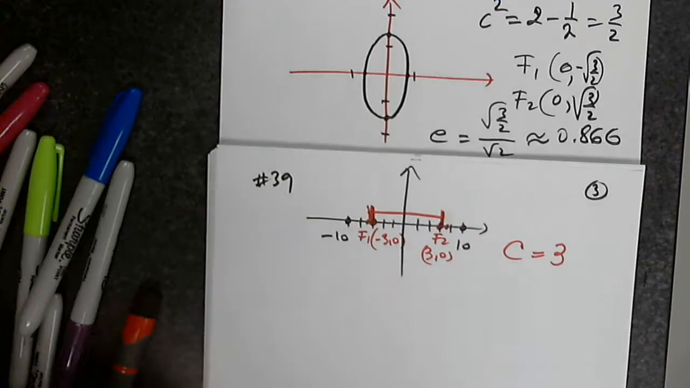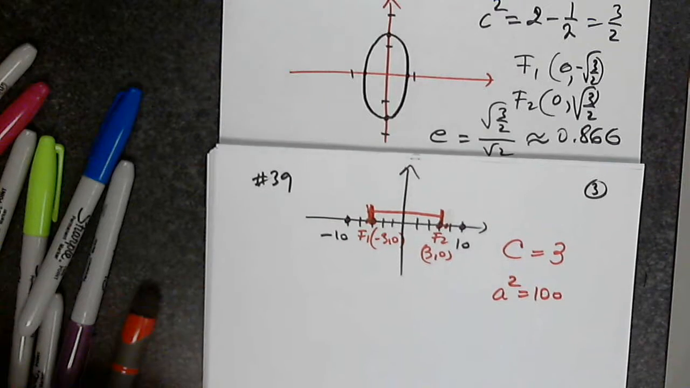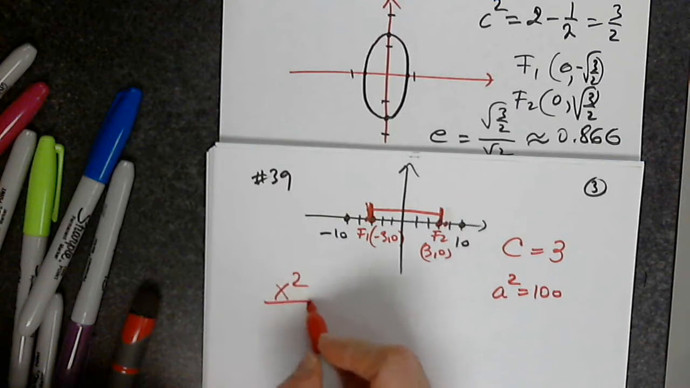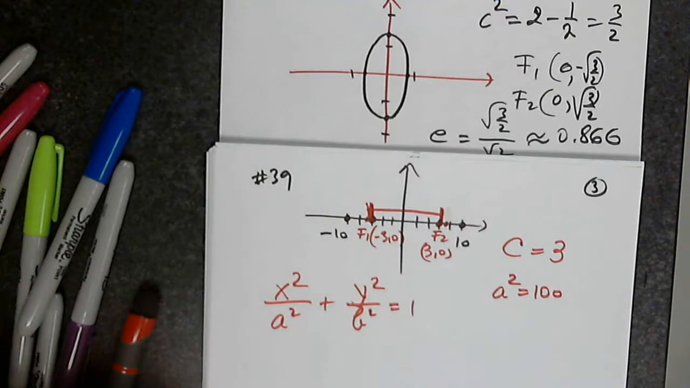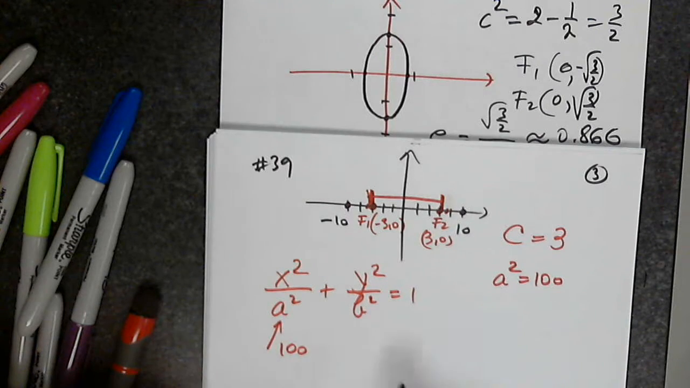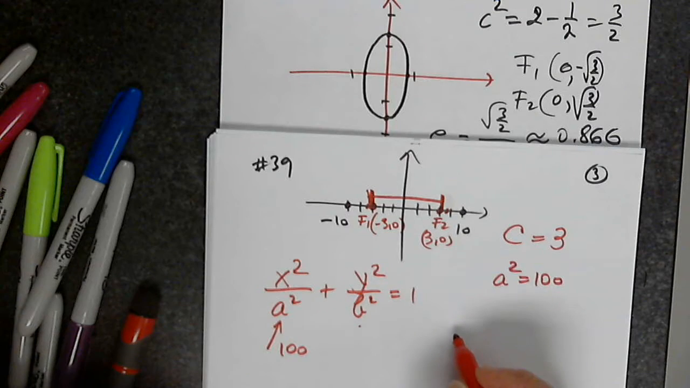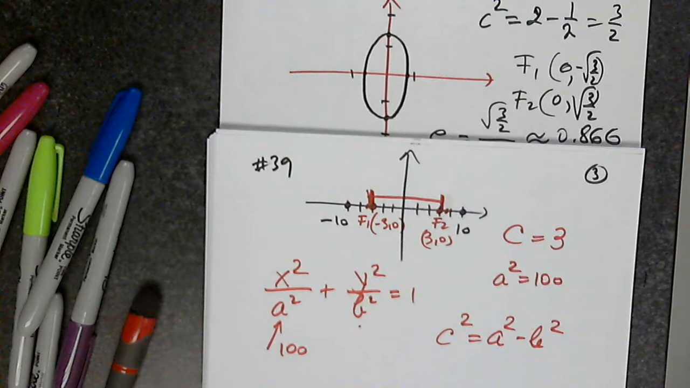So we know that A squared is 100. I know that the ellipse has to have this form. I have this portion, which is 100, but I have to determine this one. And I know that C squared must equal A squared minus B squared if that answer is positive. If not, I have to switch them: b squared minus a squared.